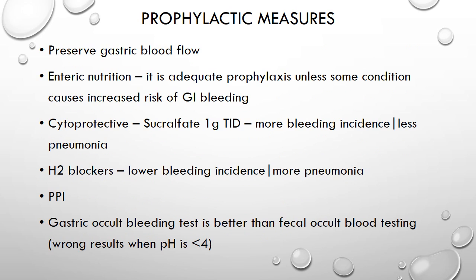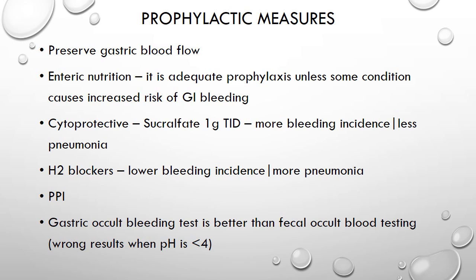Thus, what are the preventive measures that we have to see that a patient doesn't get a stress ulceration? First of all, we can preserve the gastric blood flow. This is something which is not entirely in our control, because how can you dictate what happens and which blood goes where? But here it's necessary to see that the patient doesn't get hypotensive. Second of all, start the enteral nutrition as soon as possible, because it can reduce the incidence of GI bleeding.